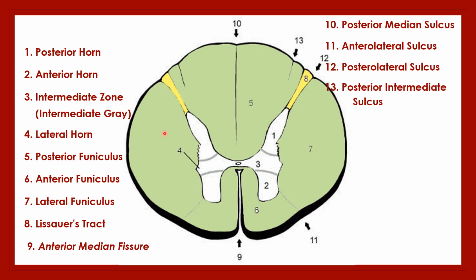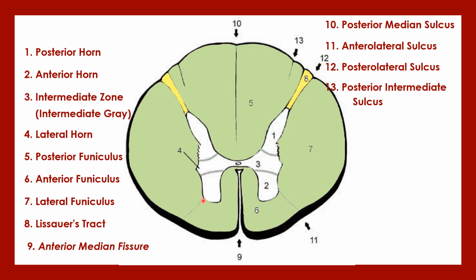The spinal cord has H-shaped gray matter and the remaining portions are white matter. So the inner layer is gray matter surrounded by the white matter, which is the outer layer. Though it is differently colored here, gray matter is inside. It is the inner layer.